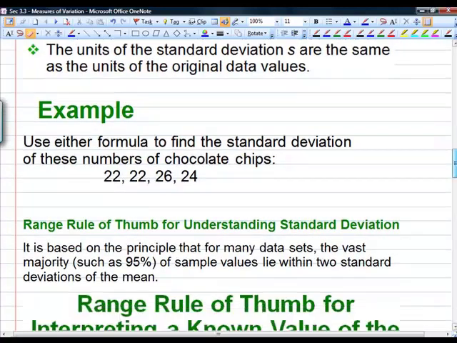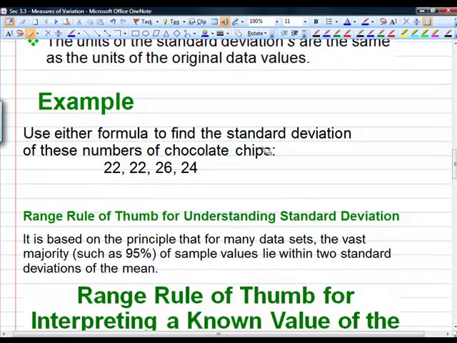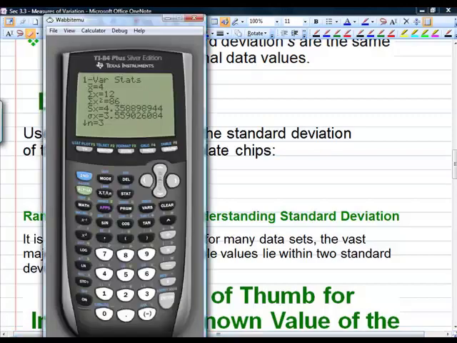So here's an example problem, or use either formula. There's two formulas there, but what I'm going to urge you guys to do is don't memorize formulas. Use your calculator and do the one variable statistics like I just showed you with those examples. So we're going to pull up our calculator.